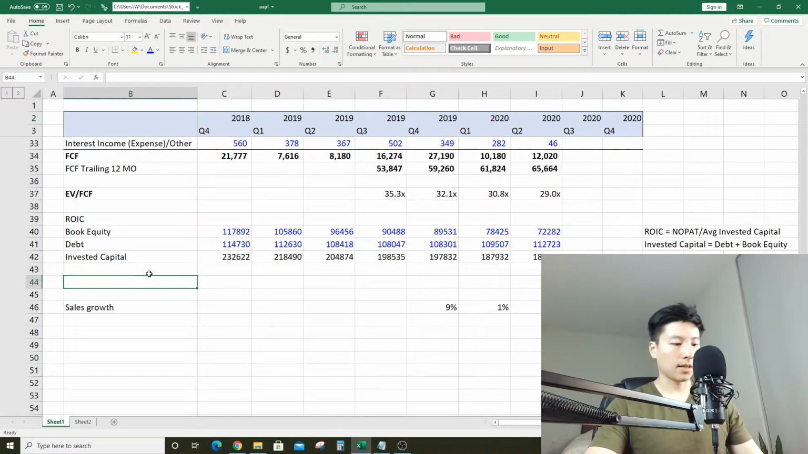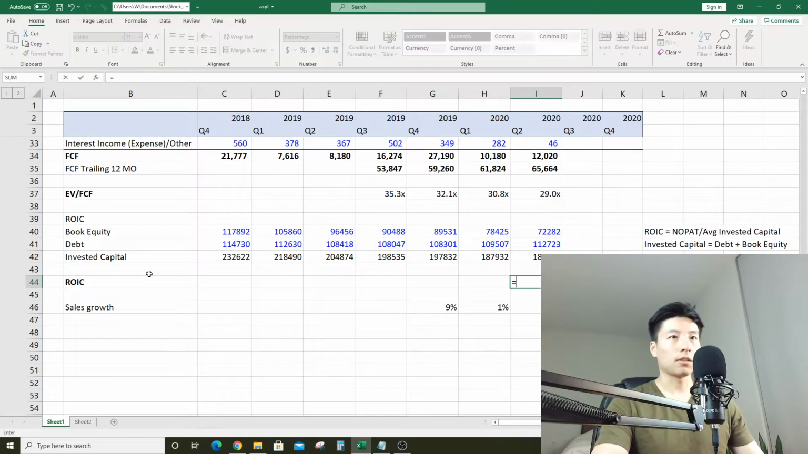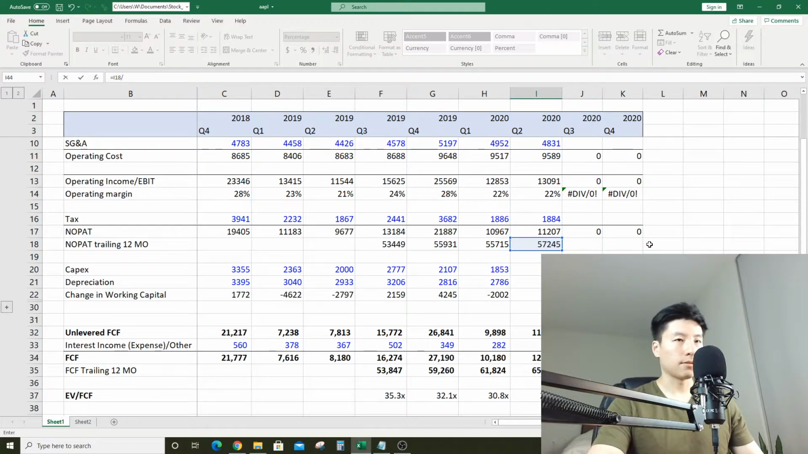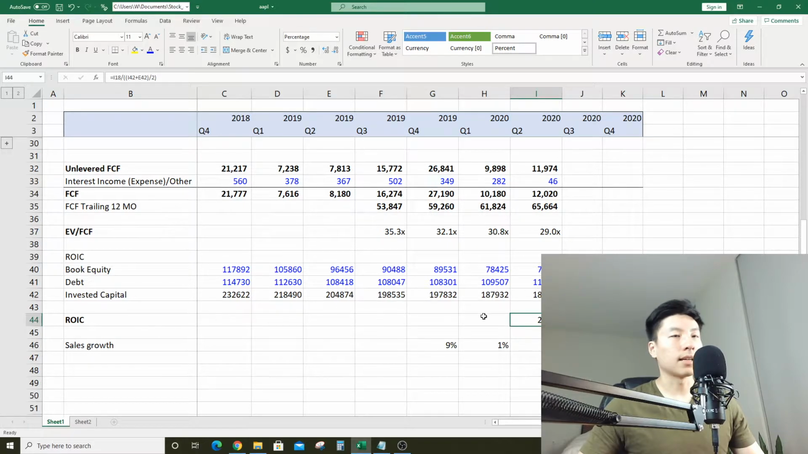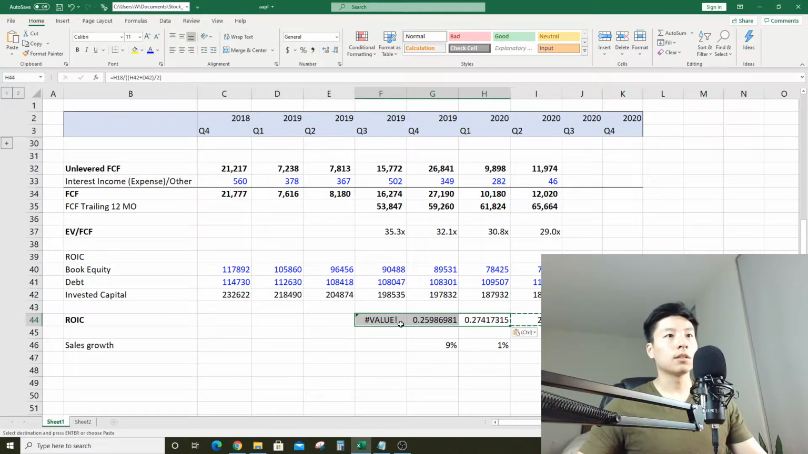All right, so we got these, we're ready to calculate ROIC. ROIC is equal to NOPAT divided by the average invested capital. So that just means you need to take this quarter's plus the same time last year, so Q2 of last year, and then you divide that by 2 to get the average. And voila, we have ROIC. So it looks like it's 29.4 this quarter.